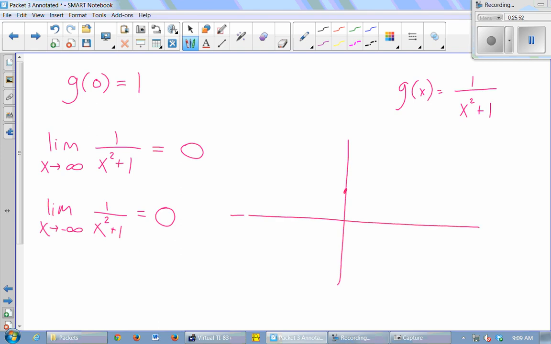So I've got this point here. And I know that the edges of my graph head down to 0. And I know that it's positive because my function values will always be positive. No matter what I plug in, I'm going to have a 1, which is positive, divided by something positive. So my function probably looks something like this. And I have a global max.